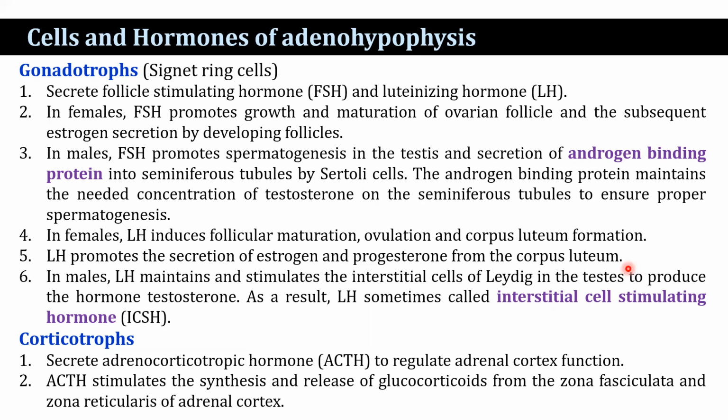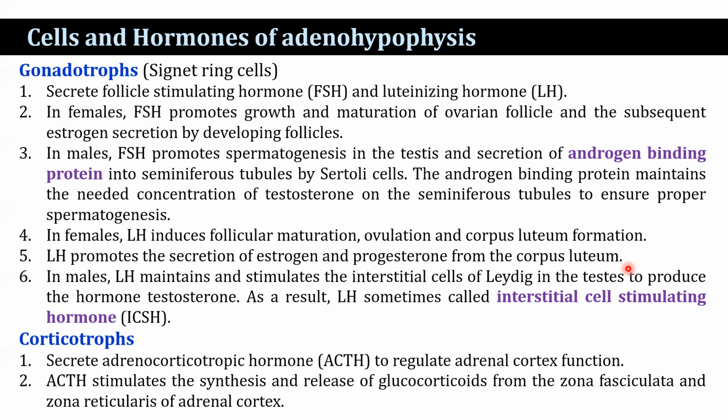Now, in females, luteinizing hormone induces follicular maturation, ovulation, and corpus luteum formation. Luteinizing hormone promotes the secretion of estrogen and progesterone from the corpus luteum. In males, luteinizing hormone maintains and stimulates the interstitial cells of Leydig in the testes to produce the hormone testosterone. As a result, luteinizing hormone is also called interstitial cell stimulating hormone, ICSH.